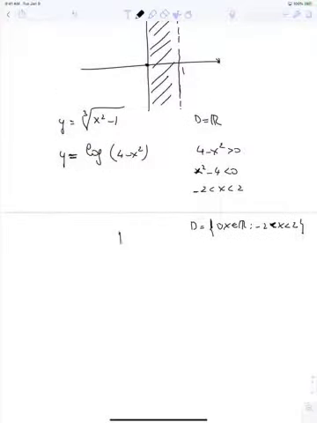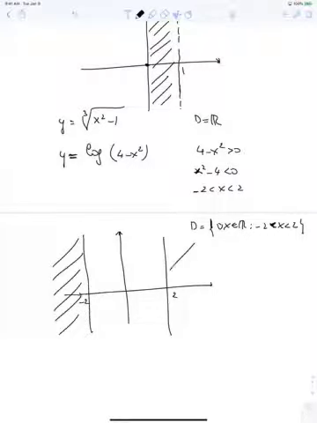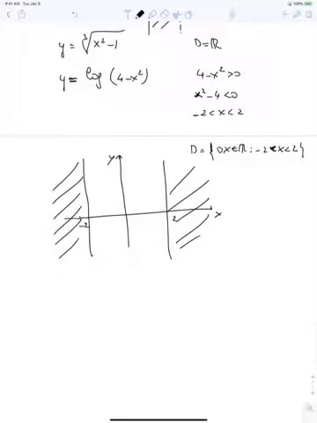So again, in this case, this function is only defined between minus 2 and 2. If x is less than minus 2, or if x is greater than 2, the function is not defined. So the function exists only in this portion of the plot. Y equal 3 power x, again, this one is defined on the entire set of real numbers.